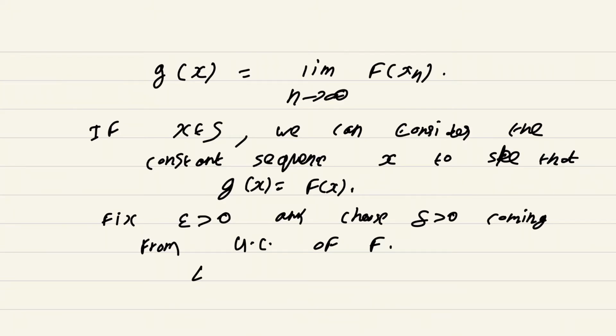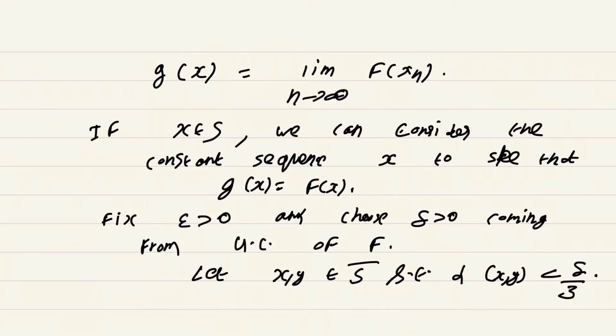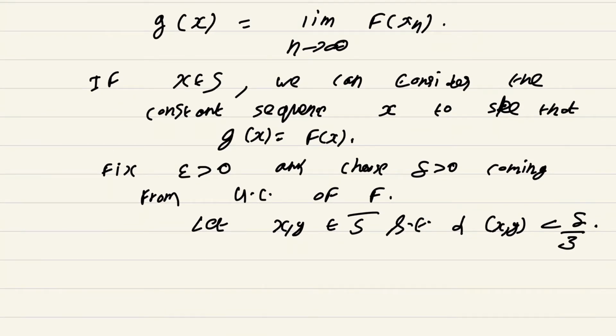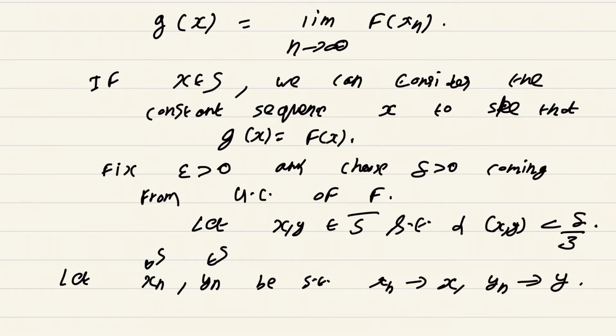So let x, y be elements of S closure, such that d(x,y) is less than delta by 3. I'm going to show that d(g(x), g(y)) is less than epsilon. This is a standard argument that should be familiar to you by now. Anyway, let's run through the argument quickly once more. Let xn in S, yn in S be such that xn converges to x, yn converges to y. You will understand in a moment why we chose this particular delta by 3 and not delta or delta by 2. Why delta by 3 is crucial. Okay, so now I'm going to start a new page.